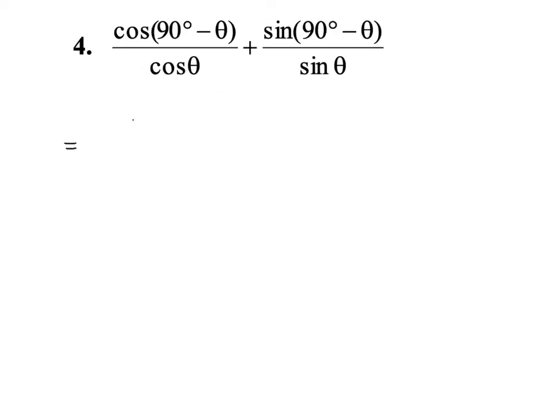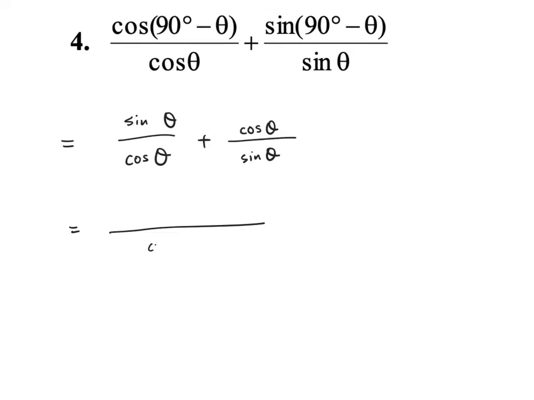Okay, for this one as well, you are going to change it back. So once you change it, okay, you will see that they look very similar, and that is why when you combine them with the same denominator, this one becomes sine square theta plus cosine square theta. So you have 1 over cosine theta sine theta.